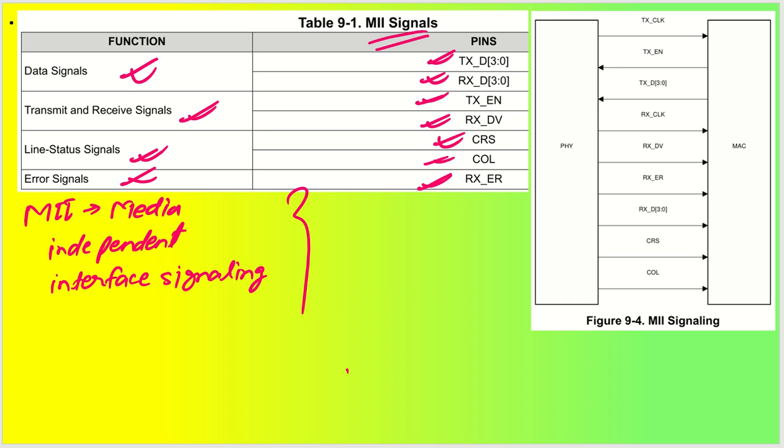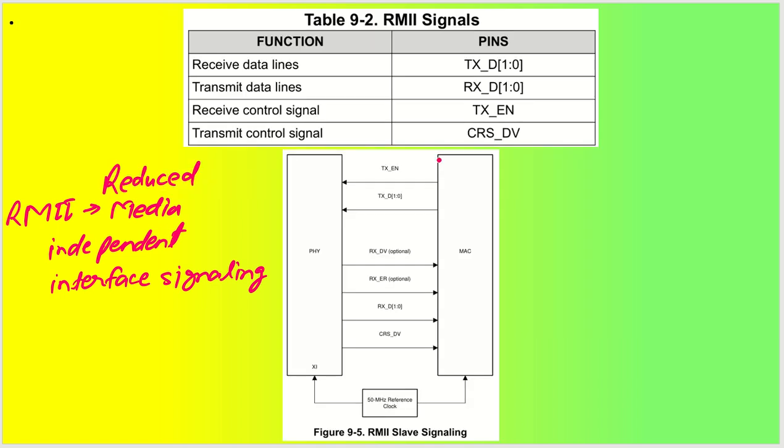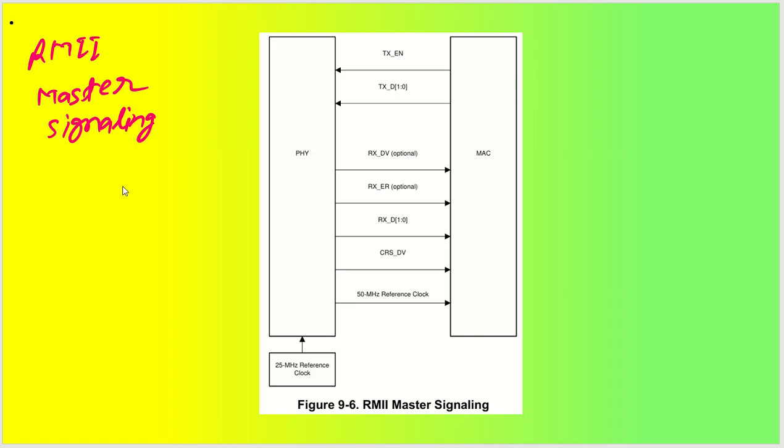Now if you talk about RMII, let us say reduced MII, in that instead of 4 bits it becomes 2 bits. So RMII has 2 bits of receive data lines and 2 bits of transmit data lines, and then we have the receive control, which is going to be TX enable, and the transmit control signal, which is going to be carrier sense data valid. So this requires very few signal lines so that you can interface your Ethernet PHY to the MAC. If you talk about RMII master signaling, that's not required right now.